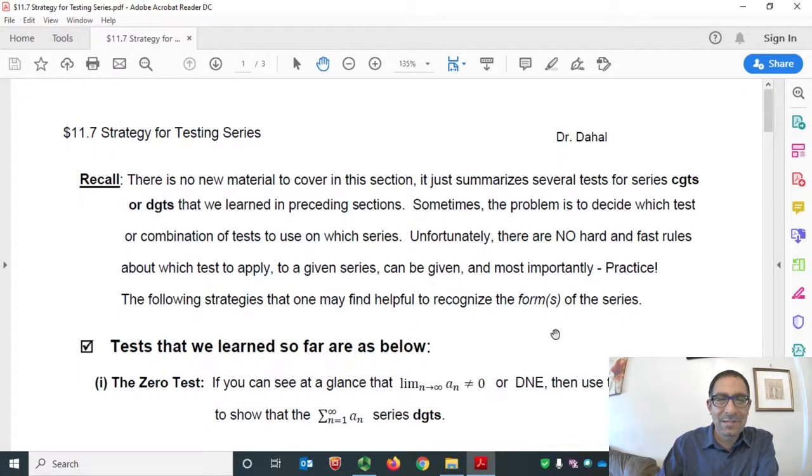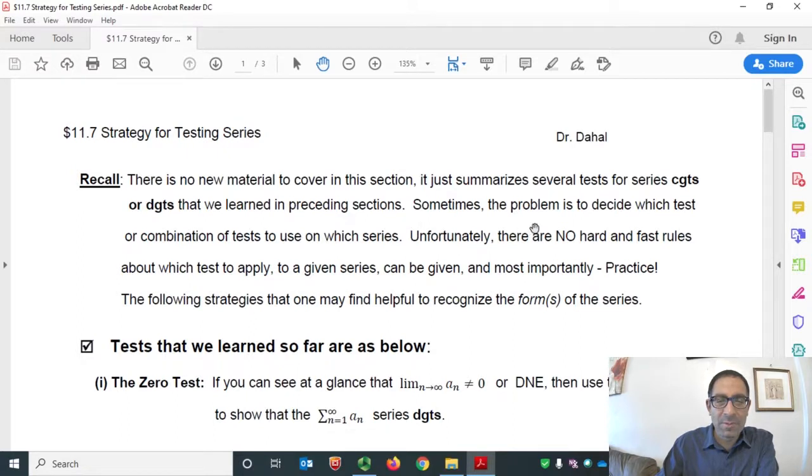In today's class, I'm going to cover strategy for testing series. So let me start the class right away. Quick recall, there is no new material to cover in this section. It just summarizes several tests for series, convergence or divergence that we learned in preceding sections.